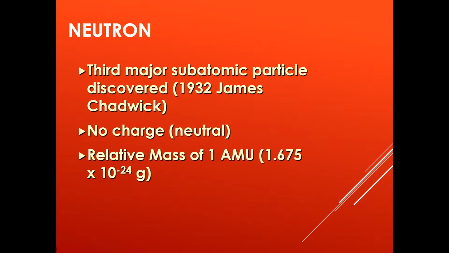The third major subatomic particle, the neutron, was discovered by James Chadwick. It has no charge, so it's neutral, and has a relative mass of about 1 AMU. If you look at it in grams, you'll see it's ever so slightly larger in mass than a proton: 1.675 instead of 1.673.